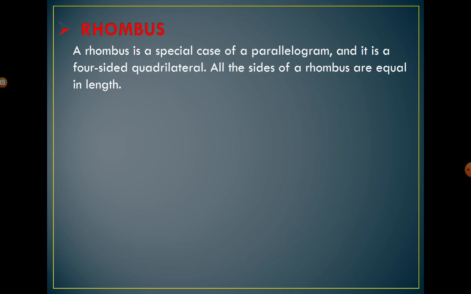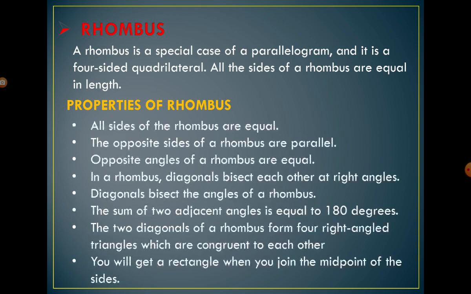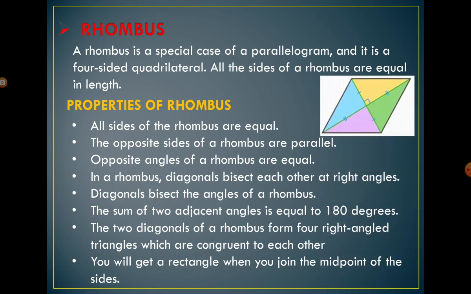Our next quadrilateral is the rhombus. So we'll see what is the difference between a rhombus and a square. In a rhombus also there are four sides and all sides are equal, but one difference will be there. A rhombus is a special case of a parallelogram and it is a four-sided quadrilateral. All the sides of a rhombus are equal in length. So this is my rhombus. It is a type of parallelogram, a four-sided quadrilateral: 1, 2, 3 and 4. And all sides of a rhombus are equal in length. But in a square also all the sides are equal.